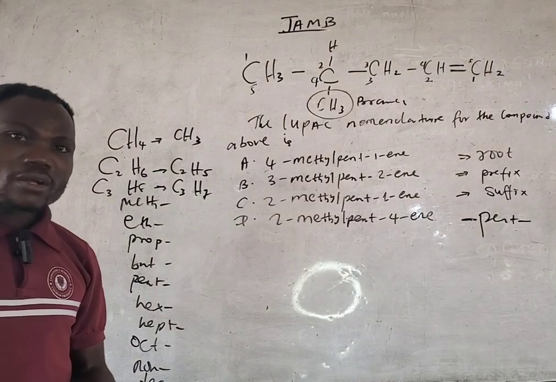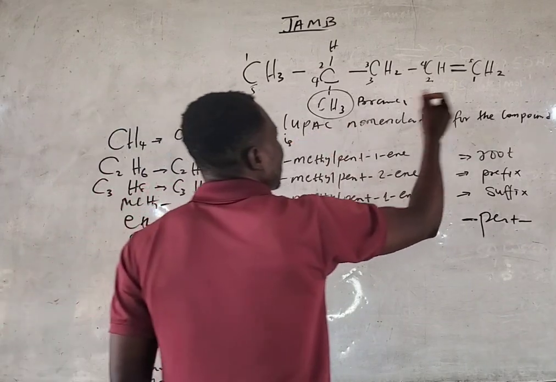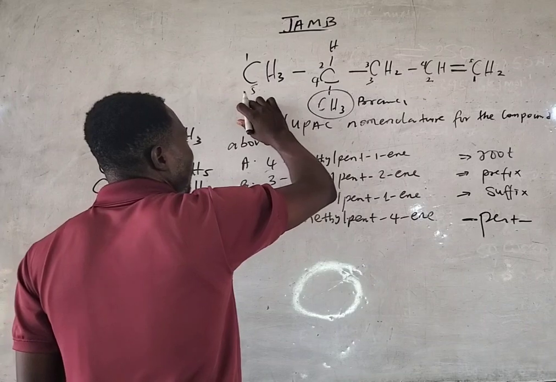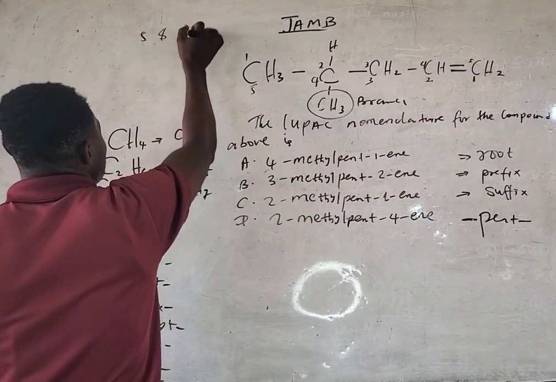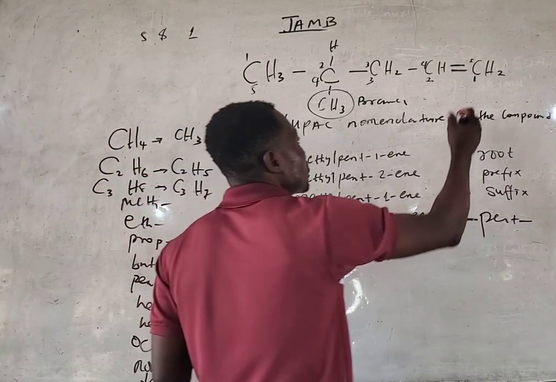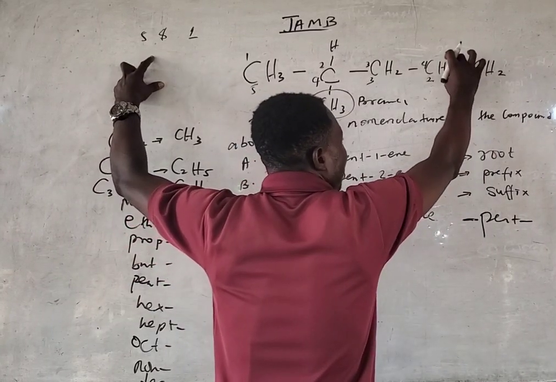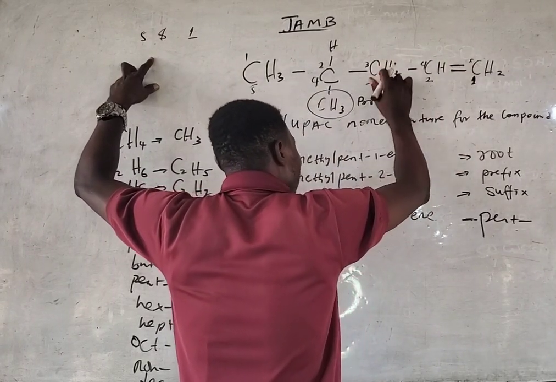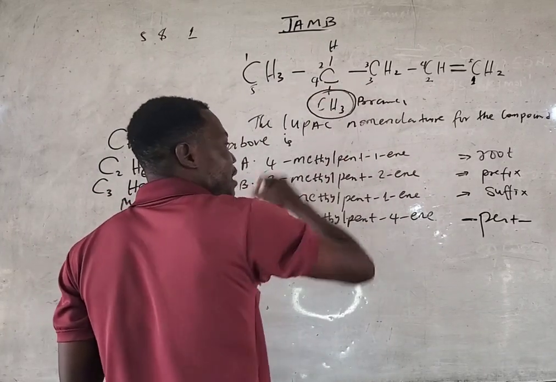So I'm going to number with the one that gives a lower number to the functional group. If I start from here, the functional group falls at carbon number 1. If I start from the other side, the functional group falls at carbon number 5. So considering 5 and 1, which one is lowest? 1, I guess. You will say so. So we number from here. This is carbon number 1, 2, 3, and carbon number 4. So this substituent is located at carbon number 4.